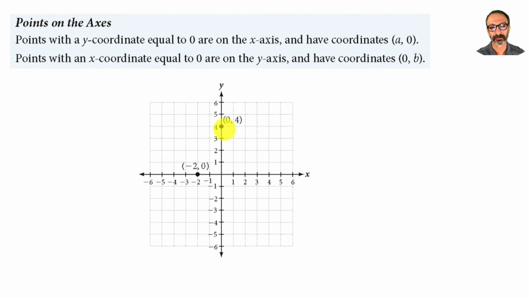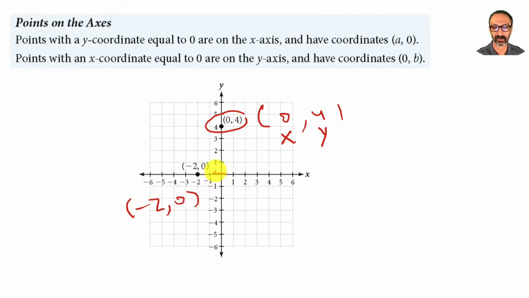In this case, I have points on the axes. To refer to them, I have (0, 4), which means 0 for x and 4 for y. You're not moving right, you're not moving left, and you are going only up 4 units. On the other hand, I have (-2, 0), which says you move left 2 units and you don't go up or down. Okay? Next.